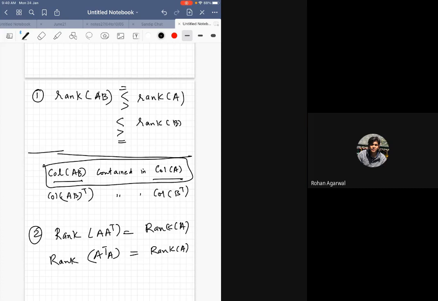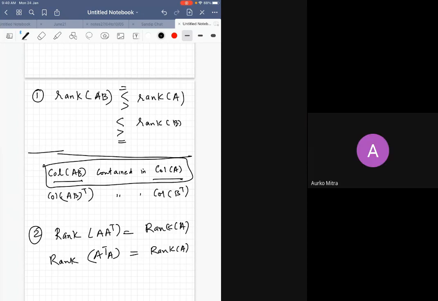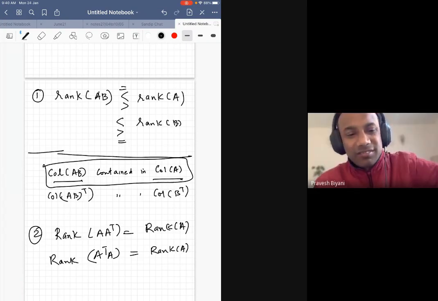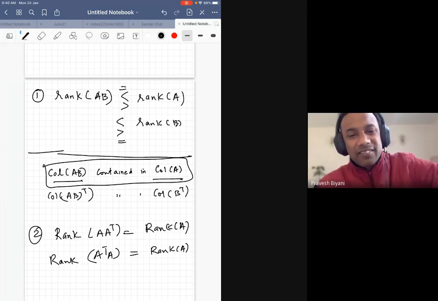Yes, sir. So tell me, Arko, have you thought about it? Even for this, we can say the same thing, that it is a linear combination of, again, the columns. So A transpose will be contained in the column space of A. And A will also be contained in the column space of A transpose. Why? Both the sides. Actually, in this case, both the sides will come.